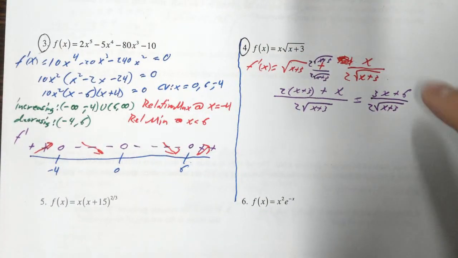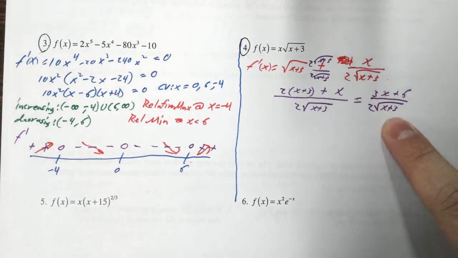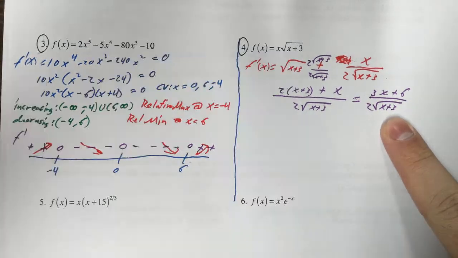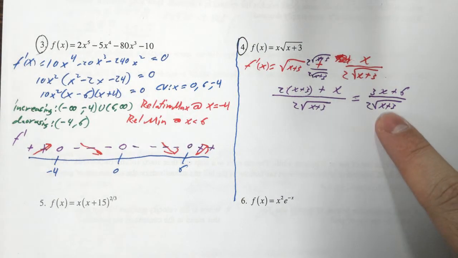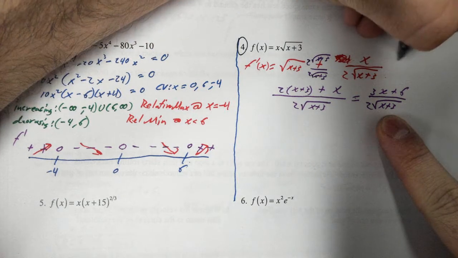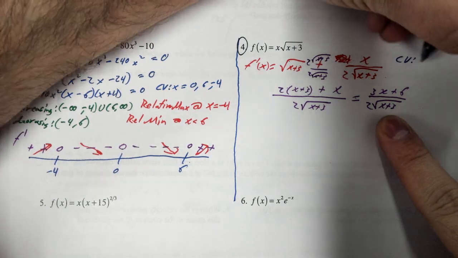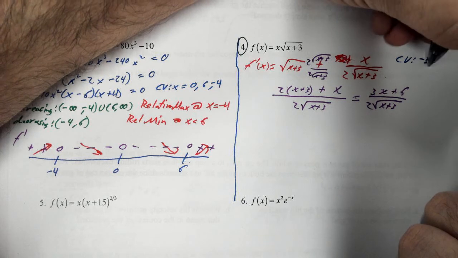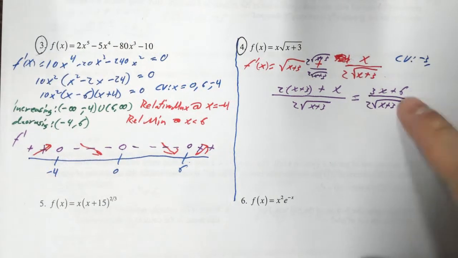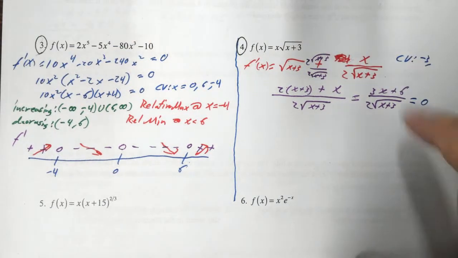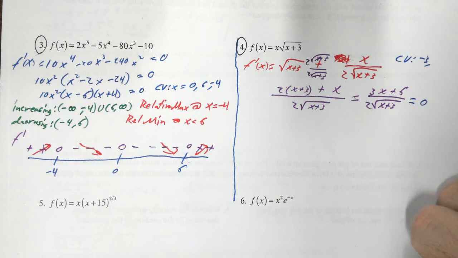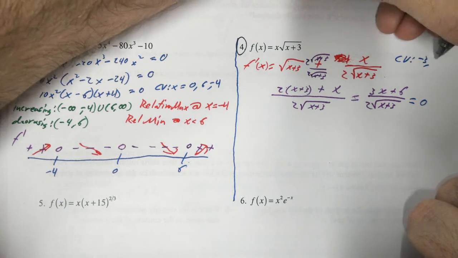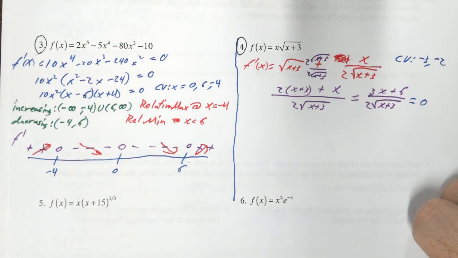I want to know when this is 0 and when this is undefined. That denominator will equal 0 when x is negative 3. So negative 3 is a critical value. The numerator, 3x plus 6, will equal 0 at negative 2. So negative 2 is also a critical value.